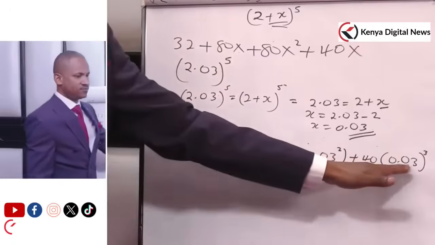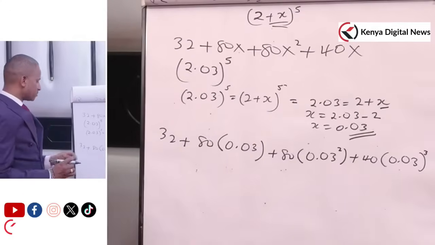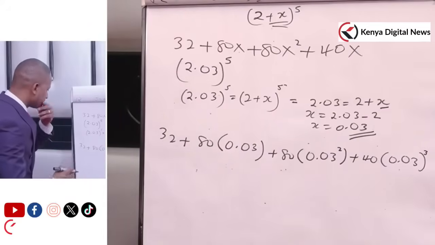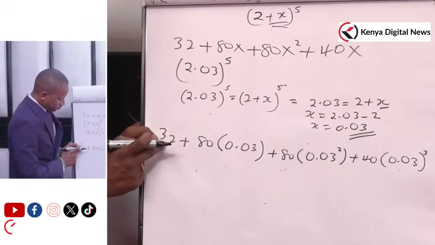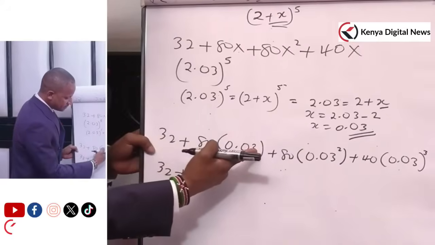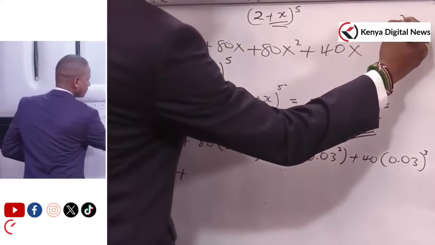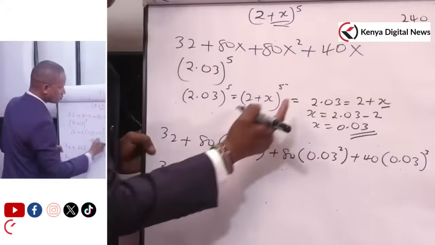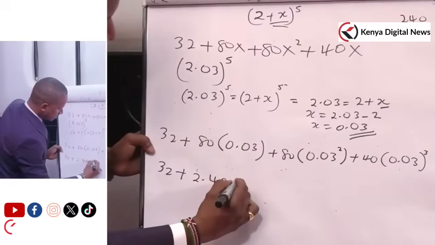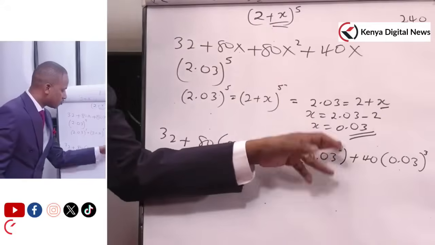Now this thing is very petty, so you have to use a calculator because you might lose the decimals. But because I don't have a calculator, I will just calculate it, so we will compare. So let's go. 32, this is still 32. Plus 80 times 0.03, which is 80 times 3 is 240. Then how many decimal places? 1, 2. So it is 2.40, plus 80 times 0.03 squared.